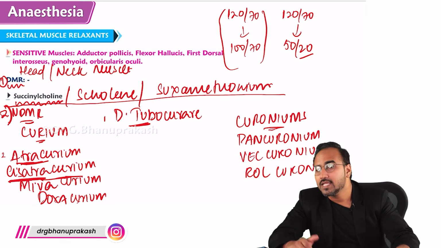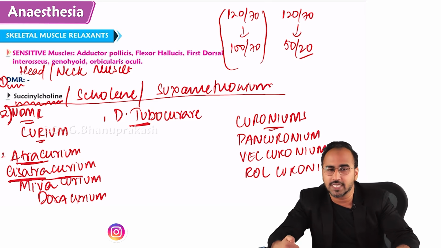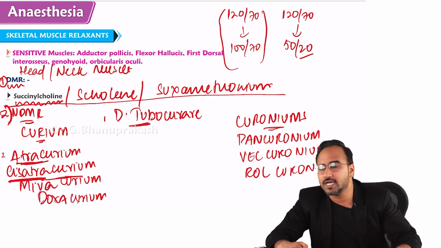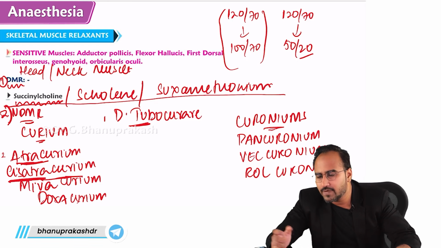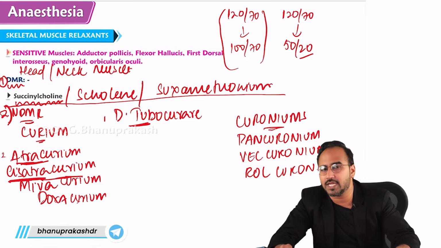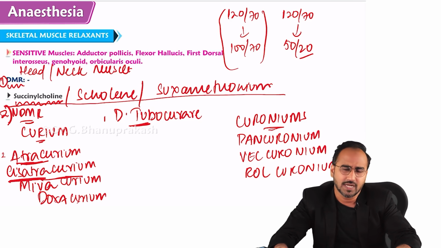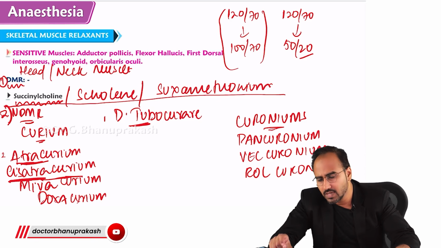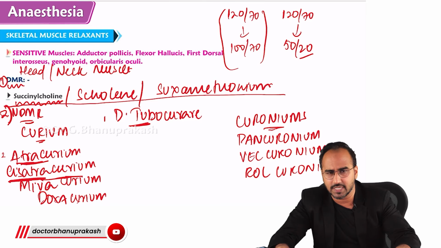What happened? Two groups of surgeons came to the anesthetist. The first group told them, nowadays we are getting patients for daycare surgery. You know what daycare surgery is? Surgery on the same day and discharge on the same day is called daycare surgery.